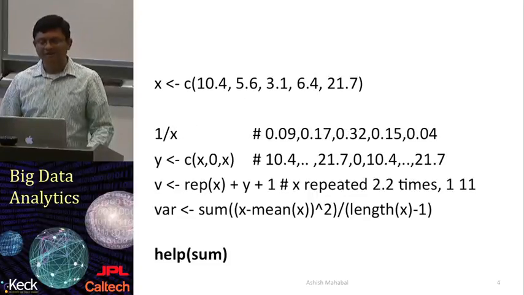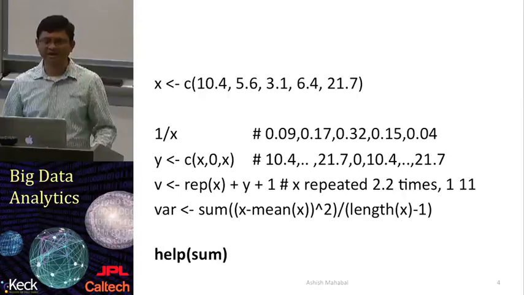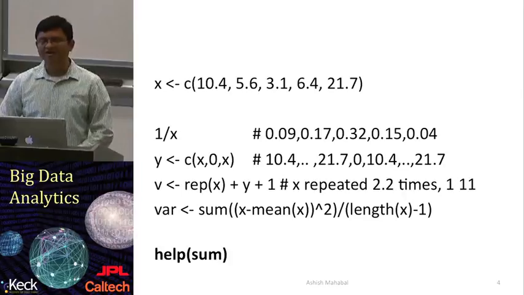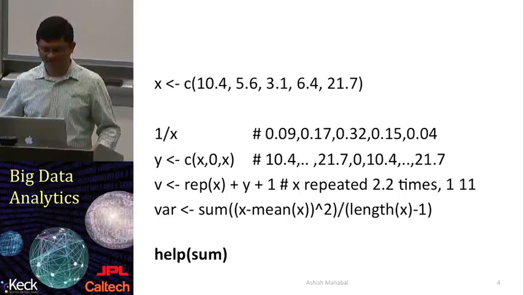And then you can easily work on entire vectors as if they were variables. So if you have assigned 5 values by combine to x, you can do 1 by x and get reciprocals of all those numbers. Similarly, you can combine vectors with each other. Here in the next line, we see that we took the vector x, a 0, and the vector x again, combined them. So we had 5 values in x, and this combination is going to have 11 values. So those 11 values can be assigned to y.